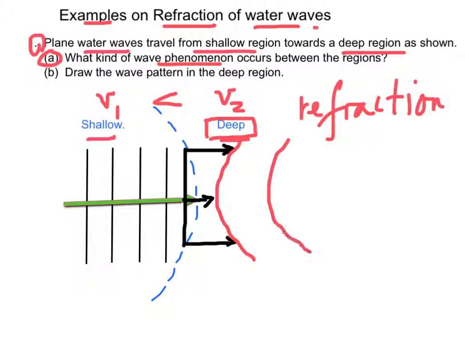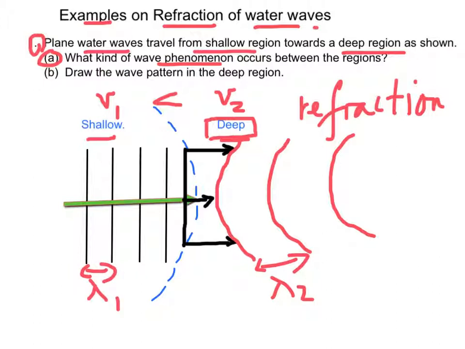Also, the wavelength of the wave in the deep region is longer than that in the shallow region because the ratio V1 over V2 equals lambda 1 over lambda 2, since the frequency remains the same.